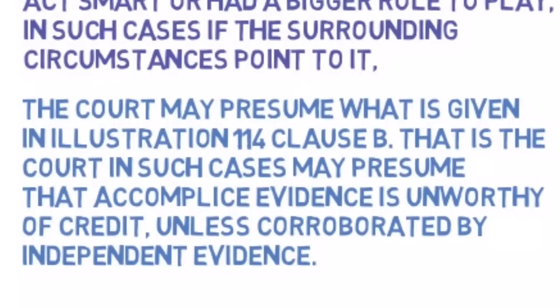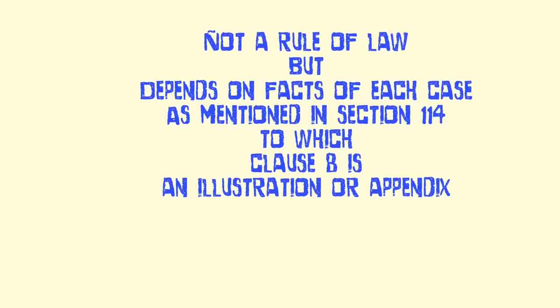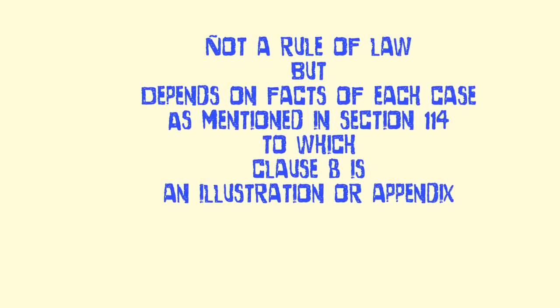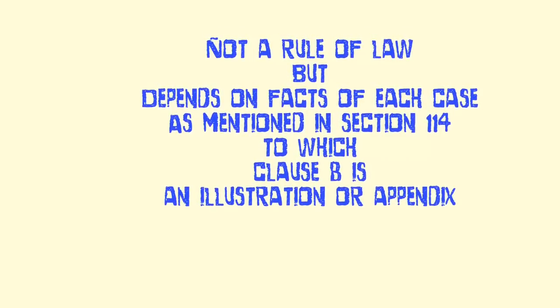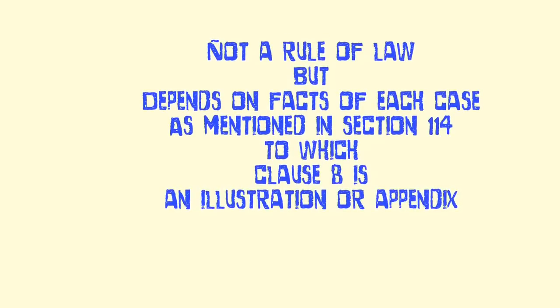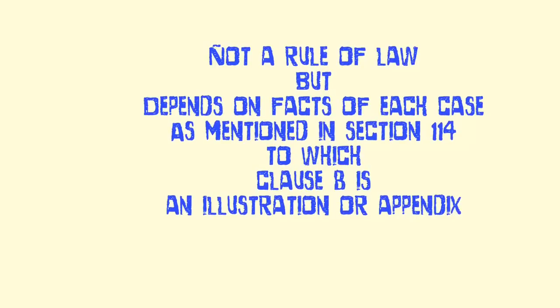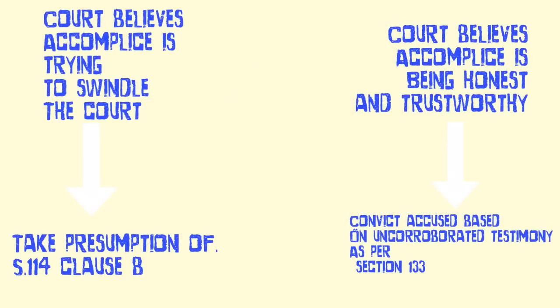This is not a rule of law which has to be followed in every case like a straitjacket formula, but depends on the facts of each case, as the main Section 114 provides, to which illustration B is an appendix. In conclusion, if the court feels that the accomplice is trying to swindle, the court may take a presumption under Section 114 Clause B as per the facts and circumstances of that case.